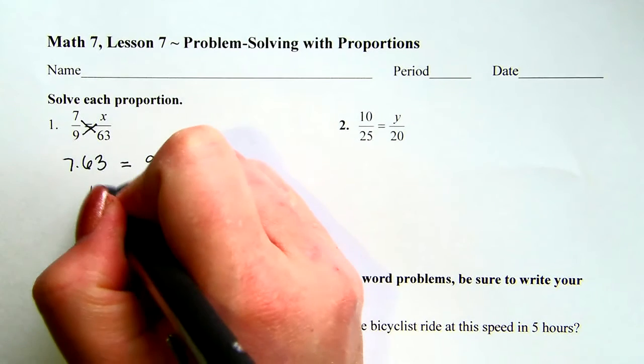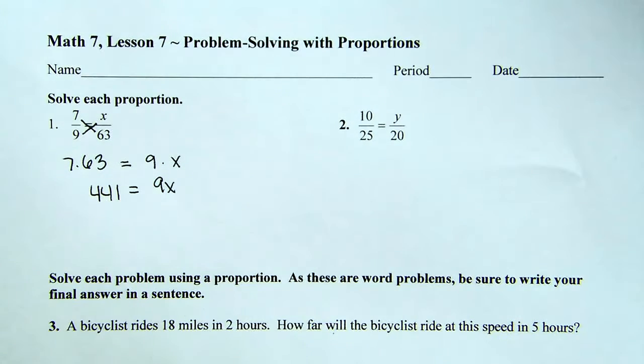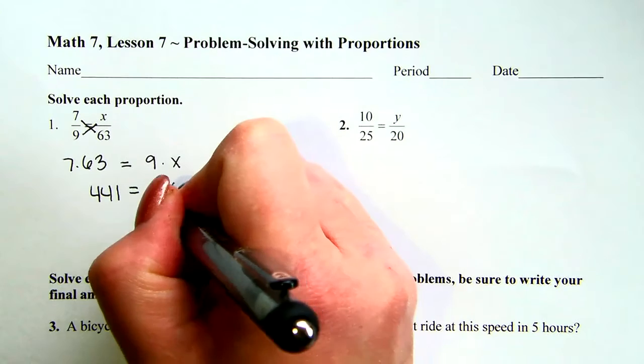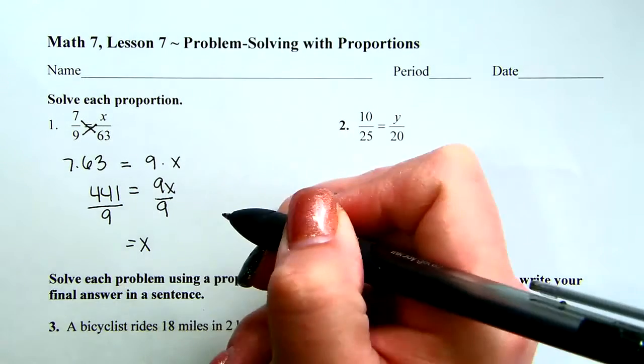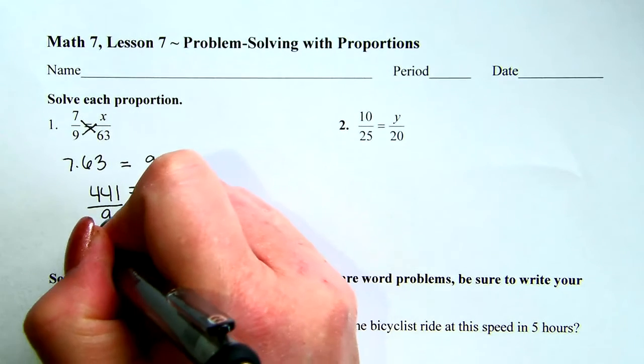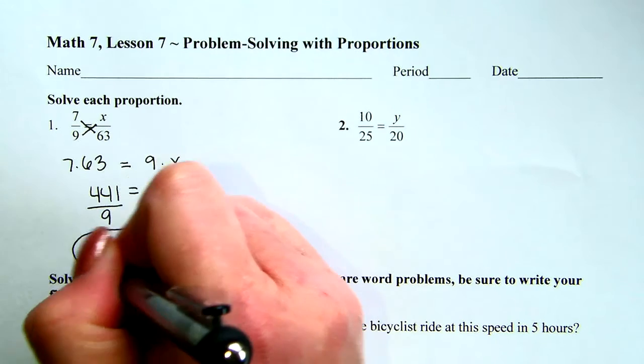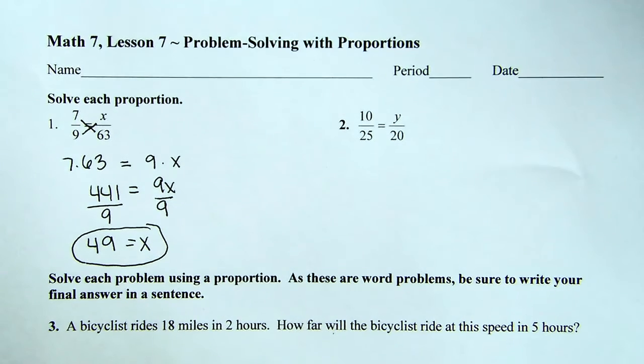So 441 is equals to 9x. Now, we're going to divide on both sides by 9, giving us x is equals to, and that happens to be 49. Now, because this is not a word problem, we can simply leave that as our answer.